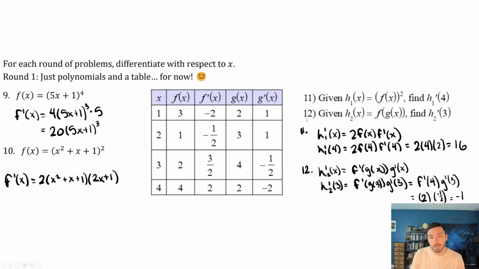All right, looking at 11 and 12, these look like they're hard problems, but they're not too crazy. If you're looking at taking the derivative h prime of h1 here, the 2 is going to sneak on up front. Same exact way as how the 2 here snuck up front. And then we kept the inner the same.